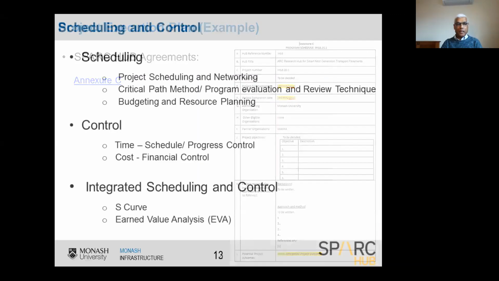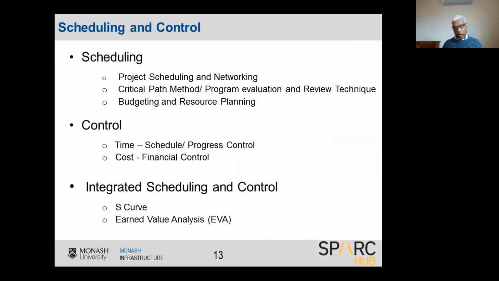So next I will now discuss the next item of our discussion today, the scheduling, control, and integrated scheduling and control. With respect to the scheduling, as I have explained earlier, I will touch base only on the time and cost. So we will discuss the scheduling, critical path method, and the budgeting, how we budget and resource a schedule, and then the control aspects. Again, only the time and cost in today's discussion.